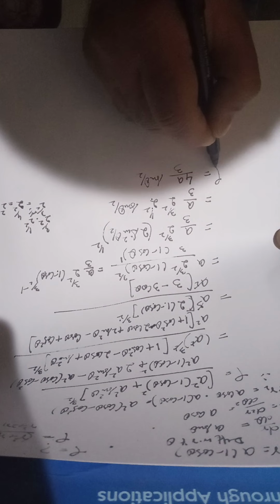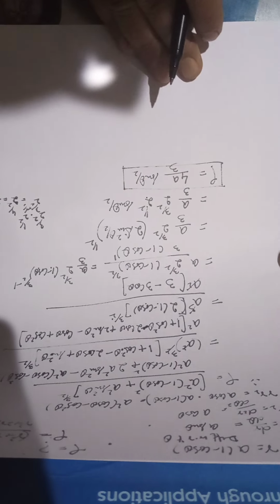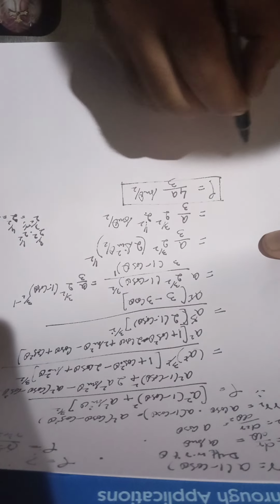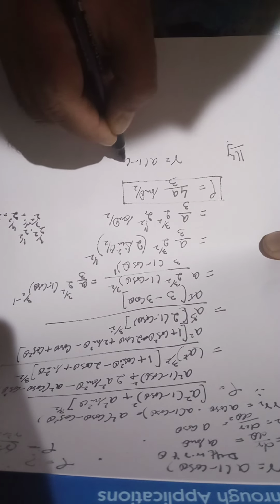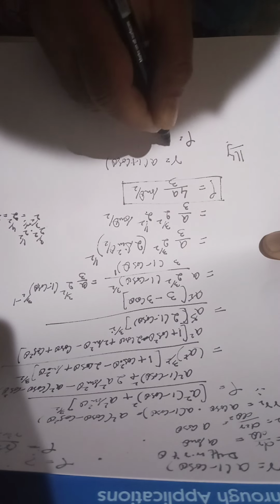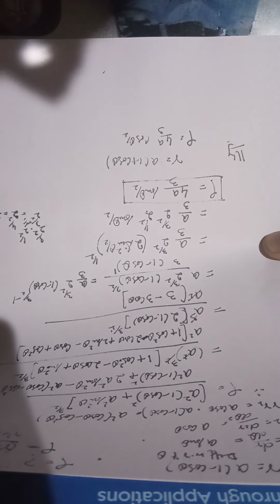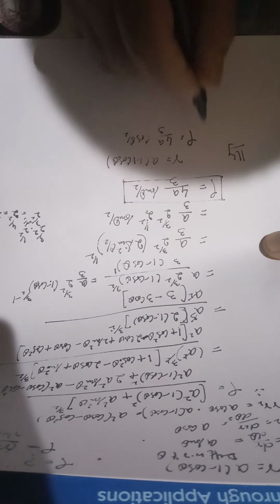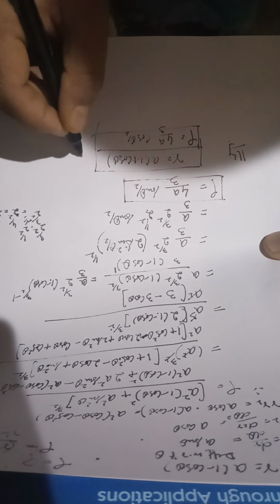This is the radius of curvature for this polar curve, the cardioid. Similarly, you can show that if r is a times (1 + cosθ), instead of minus you have plus, then ρ is equal to 4a/3 cos(θ/2). We can do it. Home assignment. Let me take one more question.